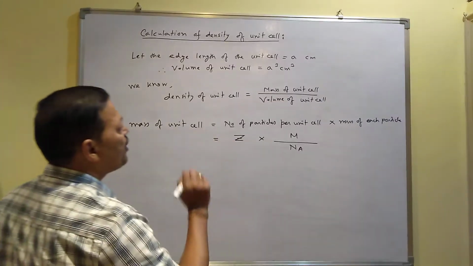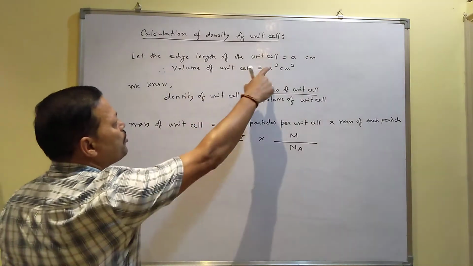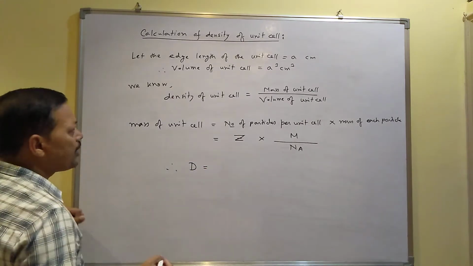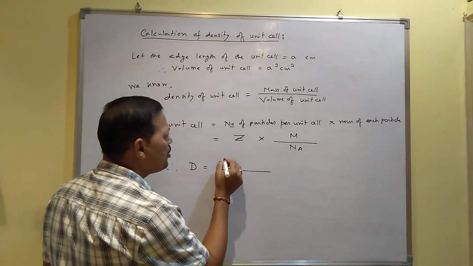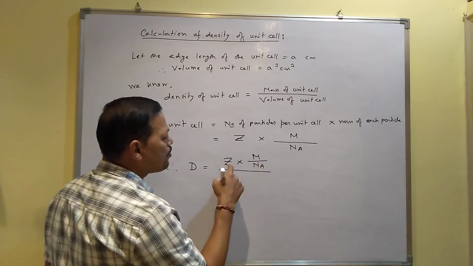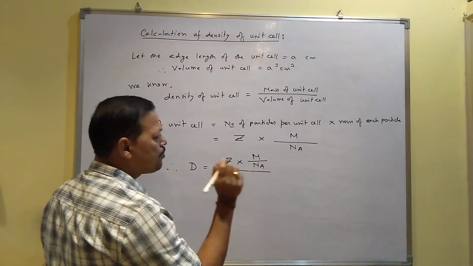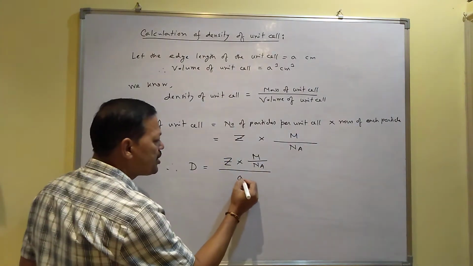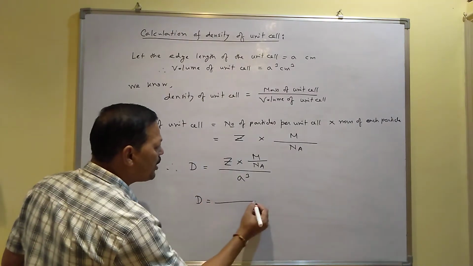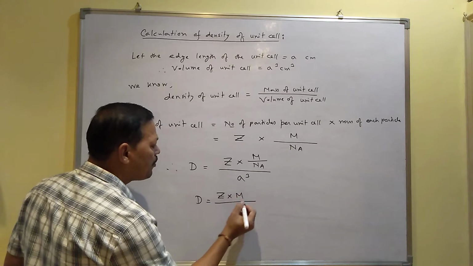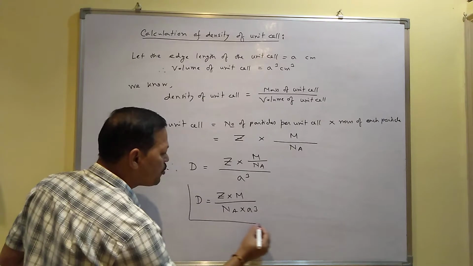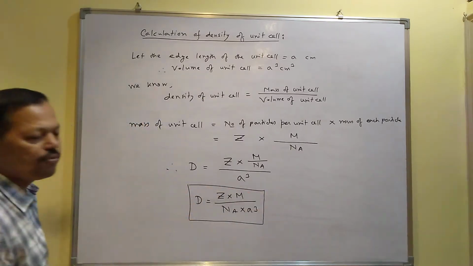Now if you put this value, you have got the mass of unit cell, and volume of unit cell you have got. Therefore, density of unit cell D, you can write, mass of unit cell is equal to Z into M by Na. Z means number of particles per unit cell, M by Na means mass of one particle, and volume of unit cell you have got, a cube. Therefore, D is equal to Z into M divided by Na into a cube. This is the formula to determine the density of unit cell.